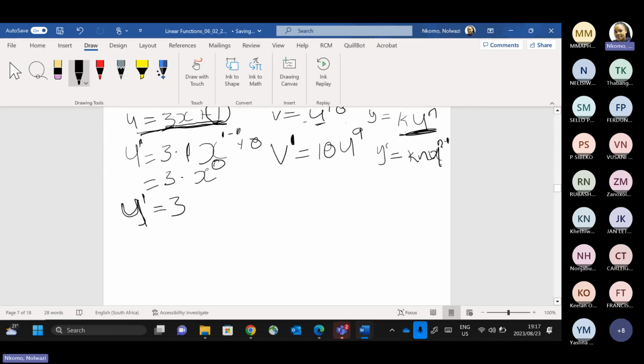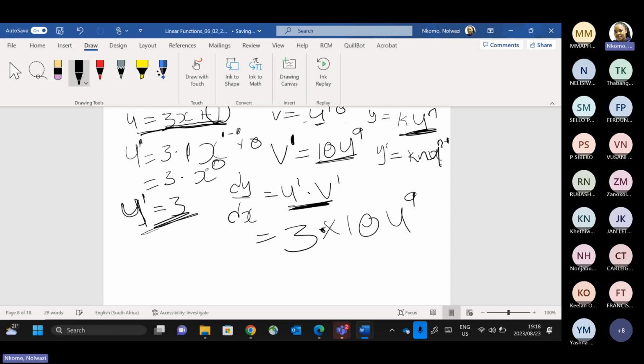And we said dy over dx would be u prime times v prime, right? You can say v prime times u prime or u prime times v prime; it doesn't matter in this case. Then we take these two and substitute them back here. We said our u prime is 3, times our v prime, which is 10 u to the power 9. So we have 3 times 10 u to the power 9. This is dy over dx.